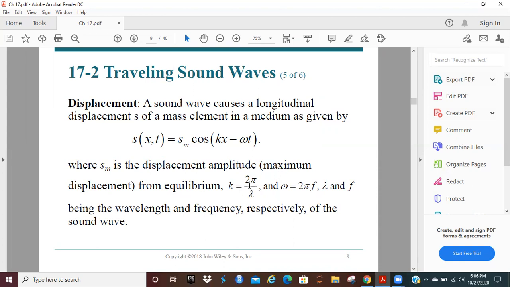So we can see here, of course, k is equal to 2 pi divided by the wavelength, and omega is going to be equal to 2 pi f, the frequency.